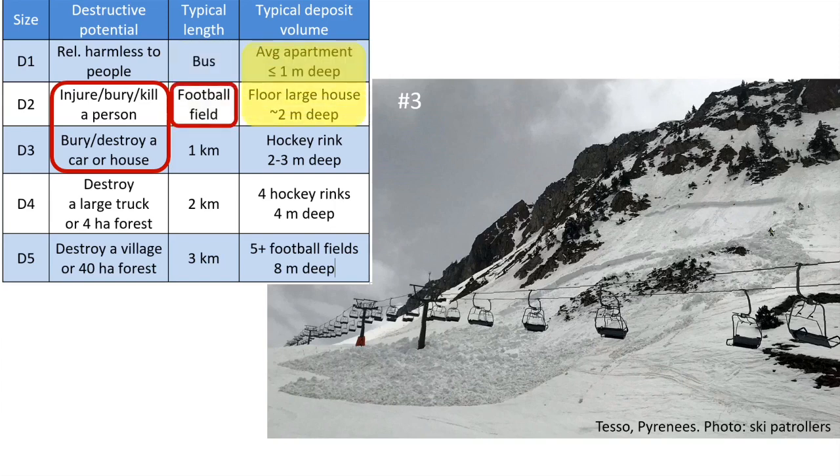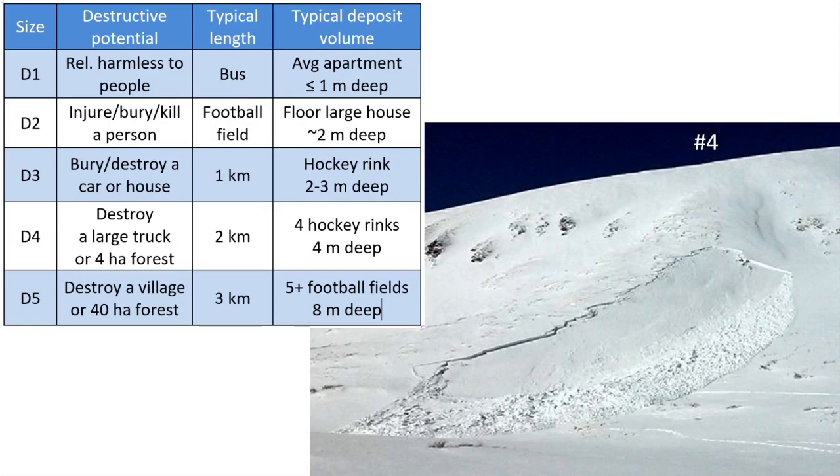The deposit could fill an apartment many meters deep and the ground floor of a large house 1 to 2 meters deep, so its volume points to a D2. Since we are not confident in the destructive potential, the volume is weighted more. This avalanche is a D2. You can see snowshoe tracks crossing this avalanche slope on Kelso Mountain in Colorado.